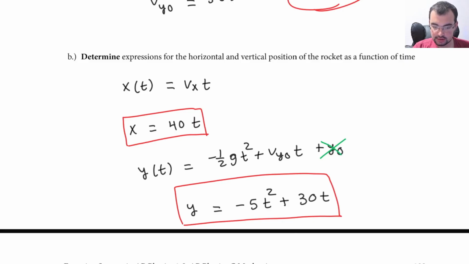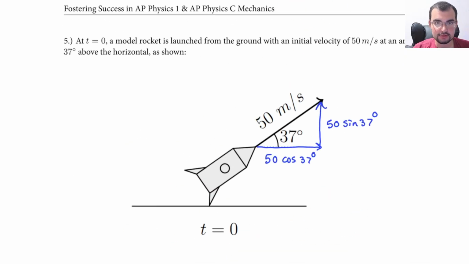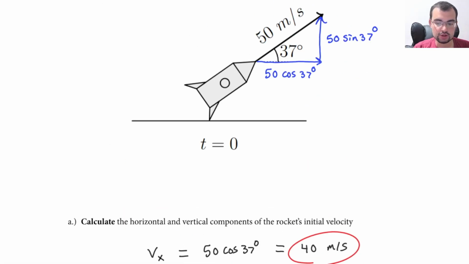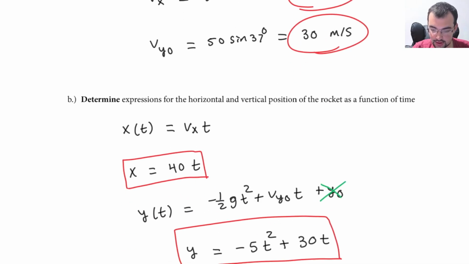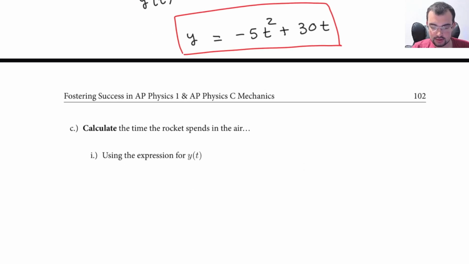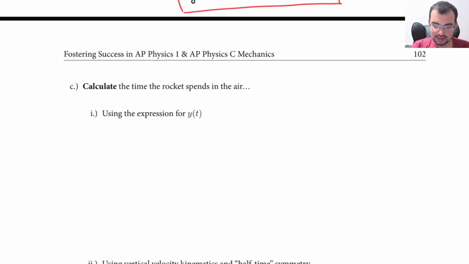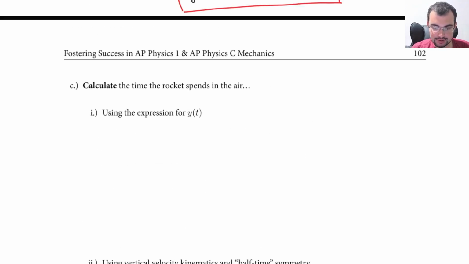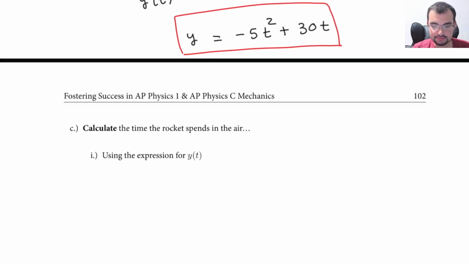Notice the 50 is gone. The initial launch velocity is 50, and that did not show up anywhere. Our first goal is to just eliminate that launch velocity. It is not important. We need to split it into components to do anything meaningful. Let's calculate the airtime of the rocket using the y of t expression. Then we'll use vertical velocity kinematics and some sort of half-time symmetry there.